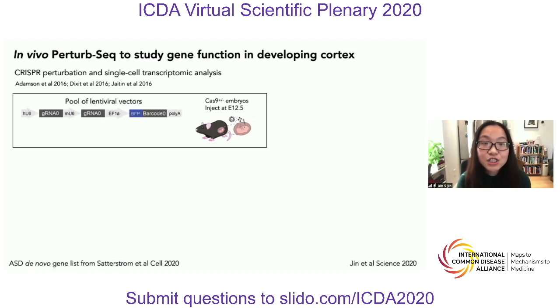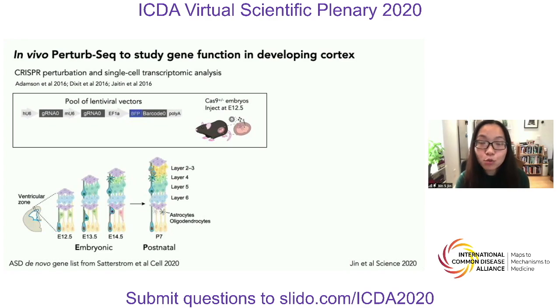To study gene function in cortical development, and in a scalable way to study this long list of autism risk gene mutations, we stood on the shoulders of the giants who built in vitro Perturb-seq. So in the context of cortical development, we can introduce mutations in the risk genes that we care about by injecting guide RNA lentivirus into the lateral ventricle at an early embryonic age, at embryonic day 12.